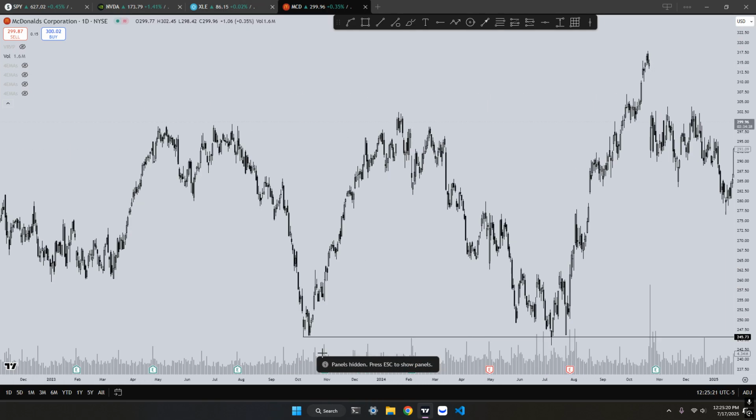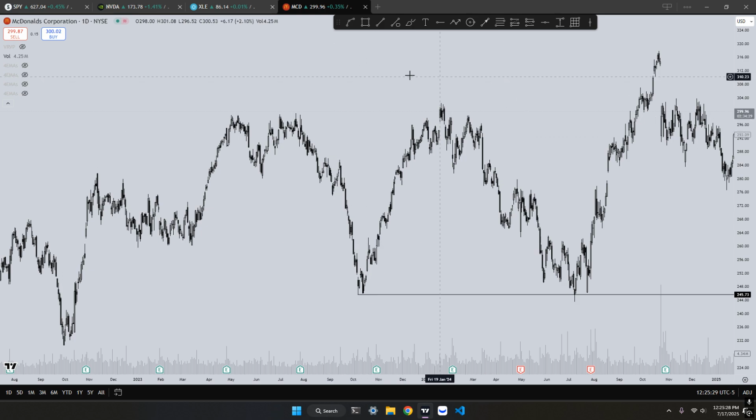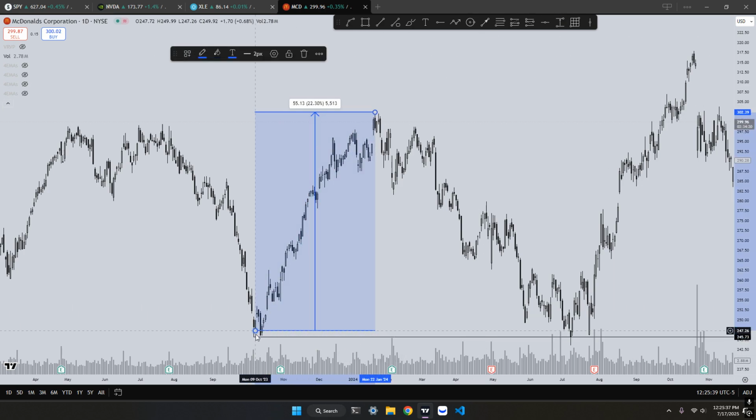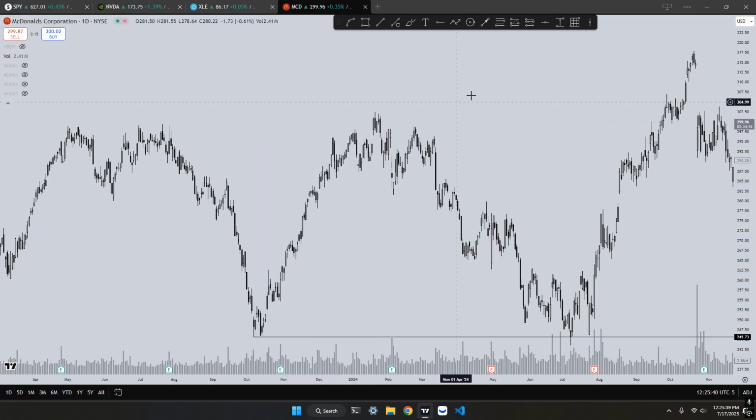This was a name that in mid 2024 we were pinning off of the 2023 lows. We saw a notable buyer following this kind of quote unquote double top where there was just a stalled all time highs and a digestion of this 30% rally that was pretty necessary. 22% rally, 23.